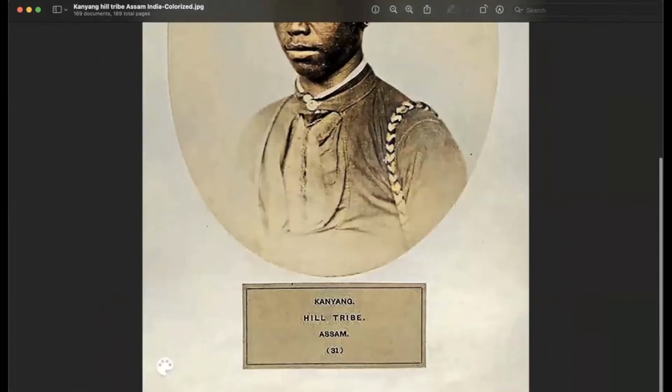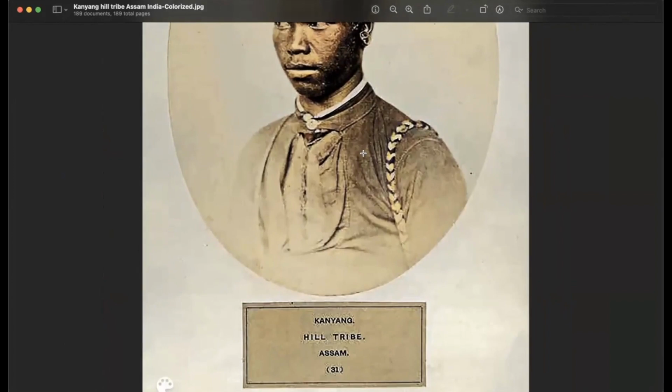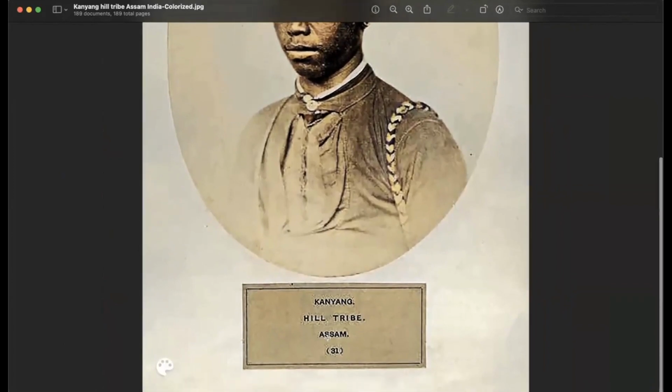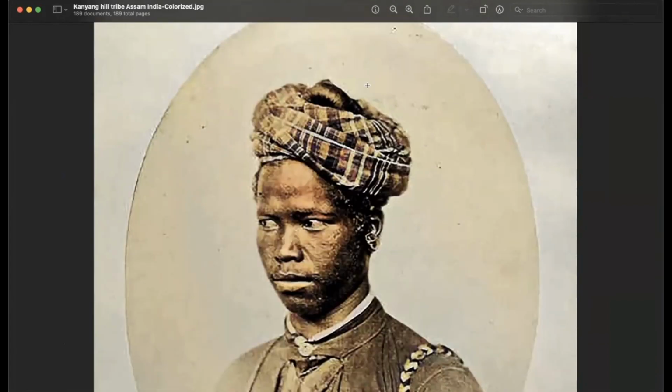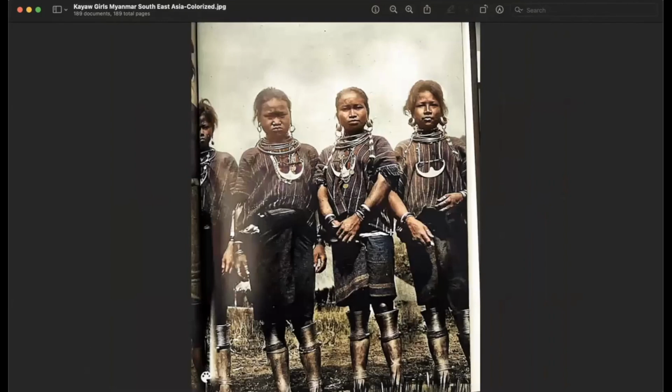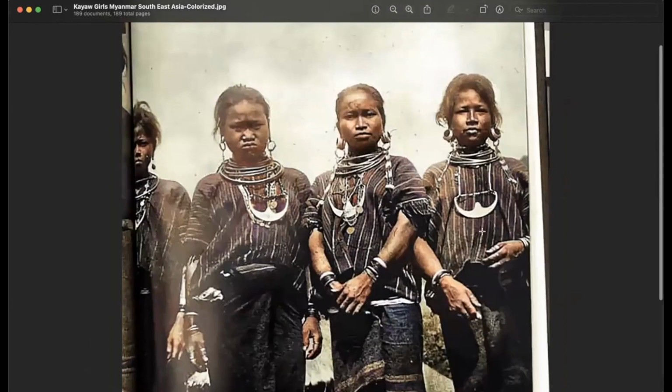Here we have a Kanyan man from the Kanyan tribe. He's a Hindu, a hill tribe of the Kanyan people in Assam, India. Assam, India. Look at his turban with the Tartar design. Here we have Kaya girls from Myanmar, Southeast Asia. Very swarthy people, indigenous Myanmar women, as you guys can see.